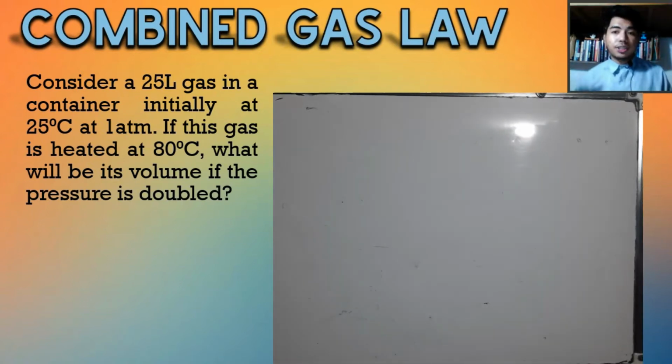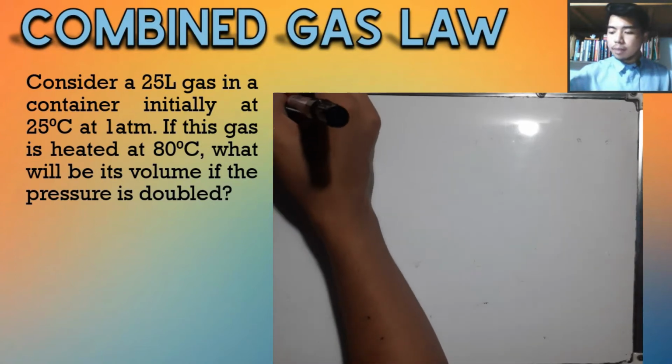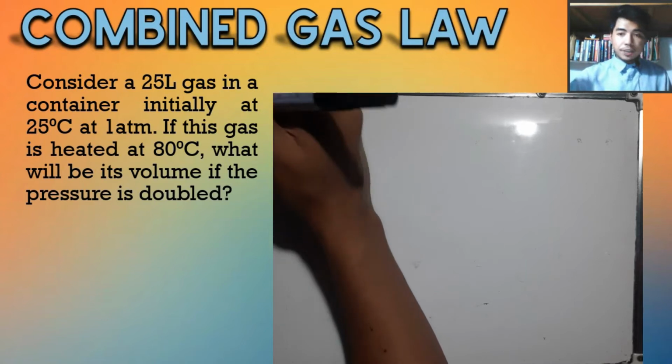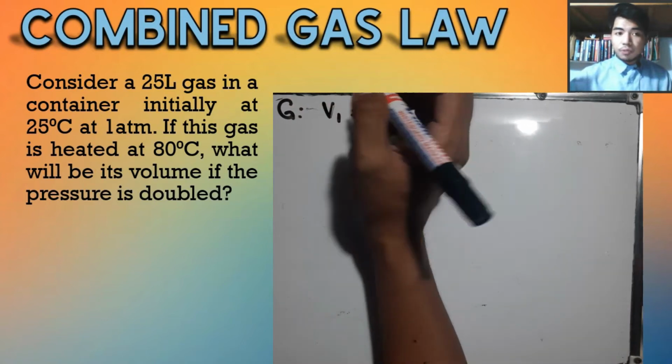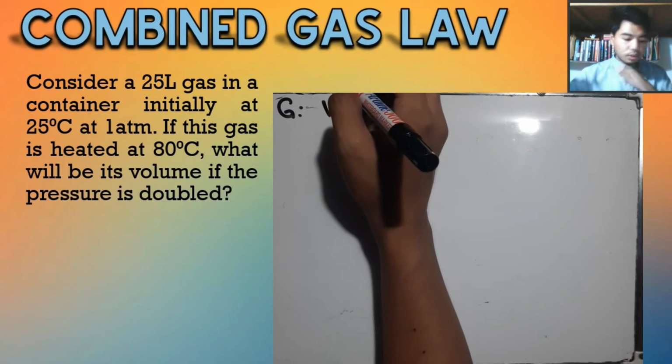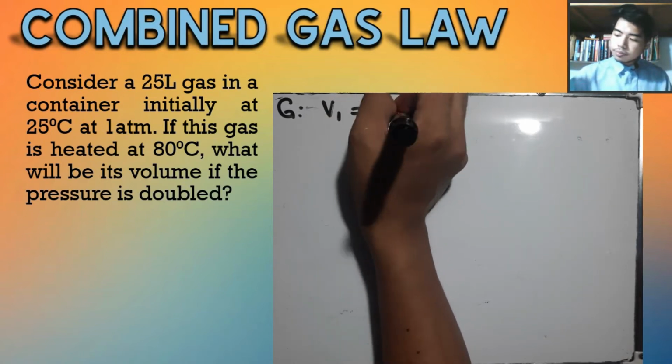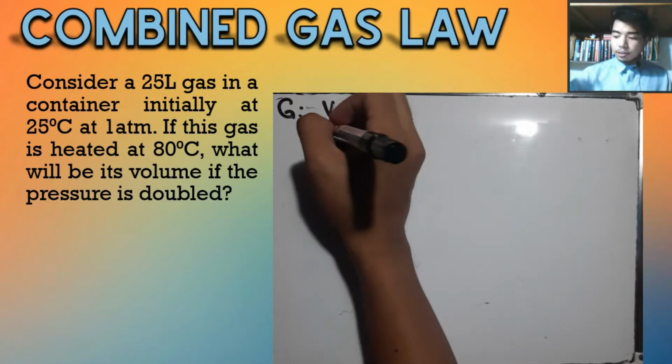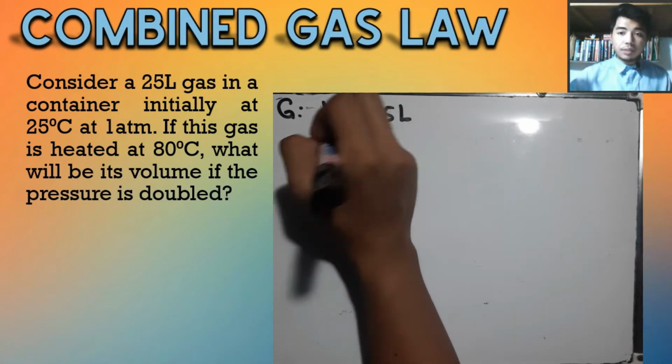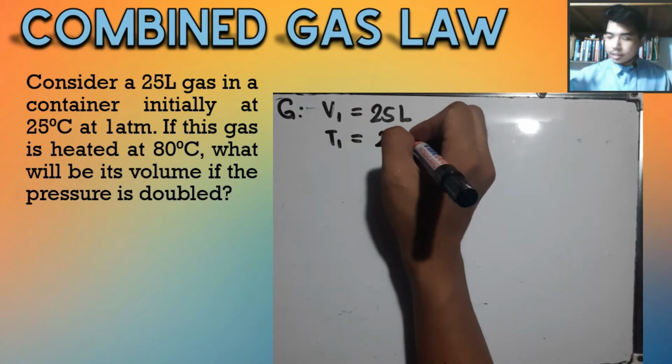And now, let's consider this certain type of problem. According to this problem, consider a 25-liter gas in a container initially at 25 degrees Celsius at 1 atmosphere. If this gas is heated to 80 degrees Celsius, what will be the volume if the pressure is doubled? Let's start with the given. The first thing mentioned here is our initial volume, which is 25 liters, followed by the initial temperature, which is 25 degrees Celsius.